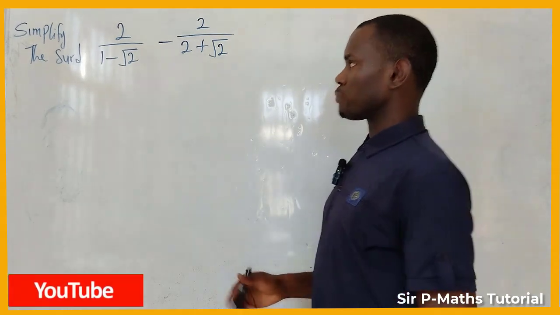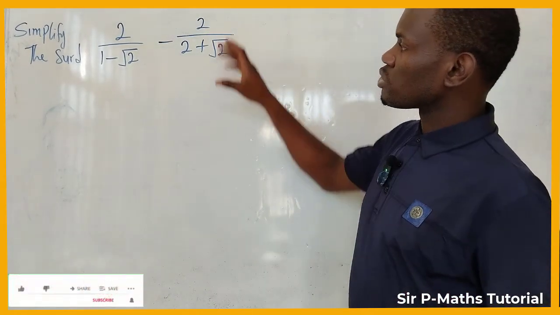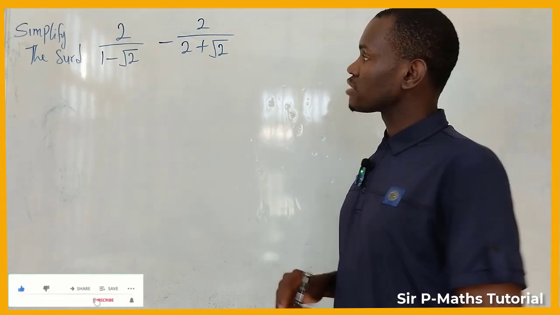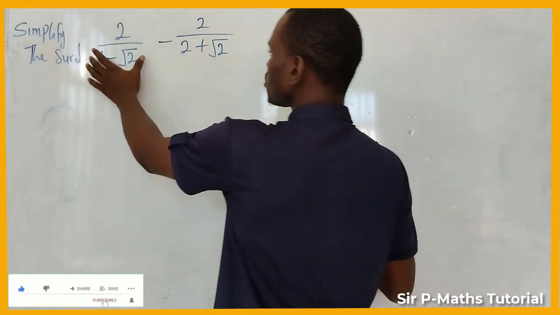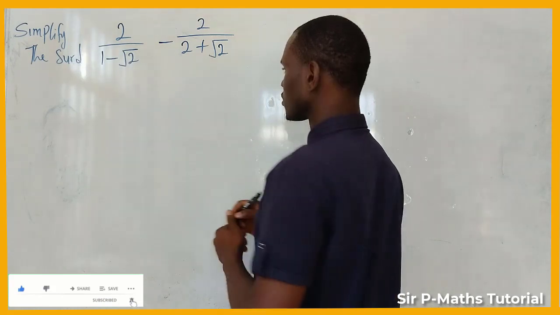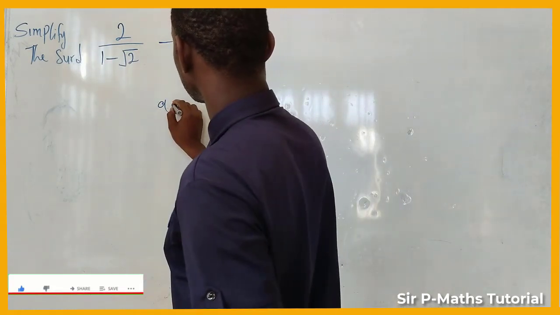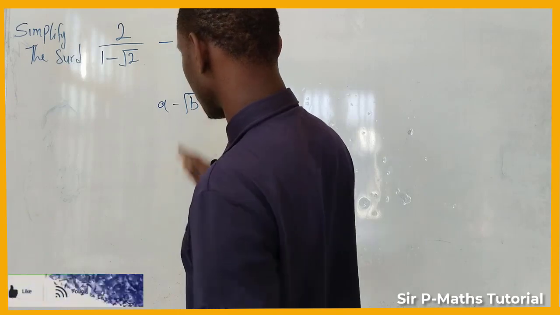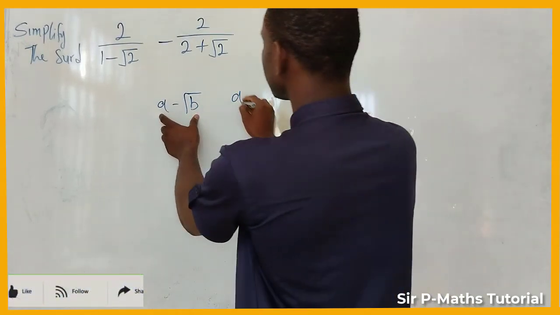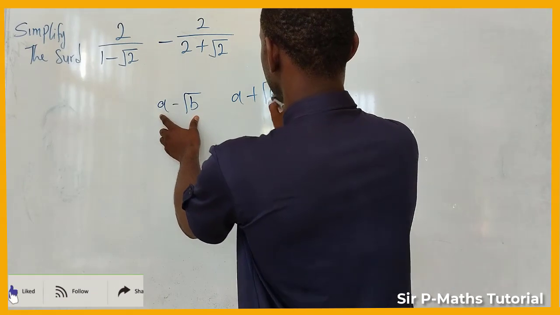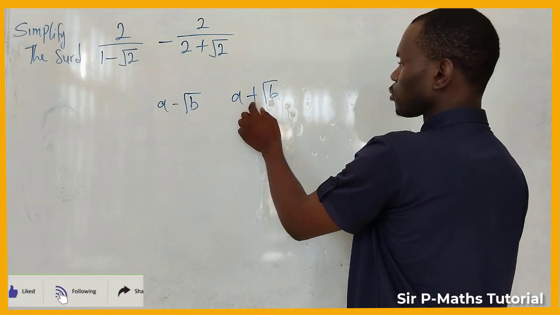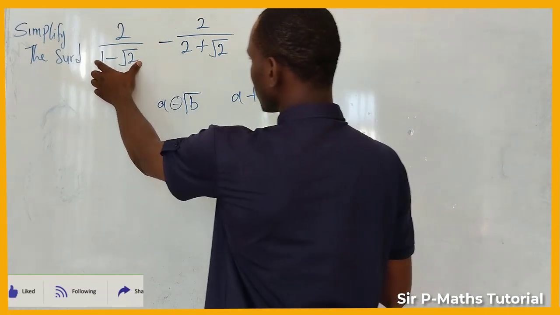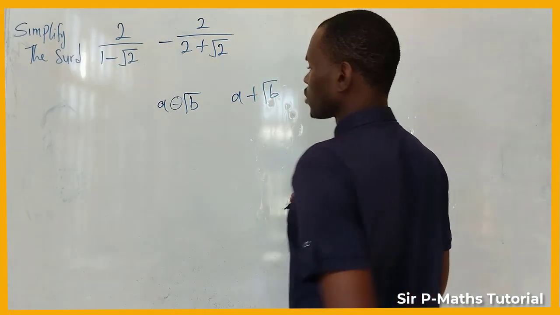I have a surd to simplify. So we'll be doing two things: rationalize and conjugate. In order to rationalize this denominator, I will conjugate it first. The conjugate of a surd, say a minus root b as an example, is the same thing, but the sign changes. It changes to a plus root b. So the sign here will change. So I will have to conjugate this denominator in order to rationalize.